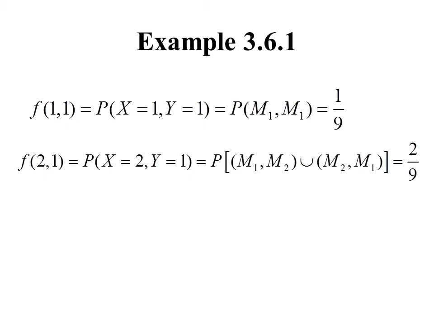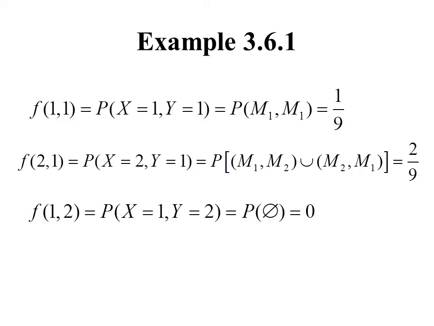Let's calculate f of 2,1. So that's the probability that the heavier marble weighs 2 ounces and the lighter marble weighs 1 ounce. Well, that can happen when I get the 1-ounce marble and then the 2-ounce marble, or the other way around, the 2-ounce marble followed by the 1-ounce marble. So there's 2 outcomes for which X equals 2 and Y equals 1. So 2 divided by the size of the sample space, that's 2/9.